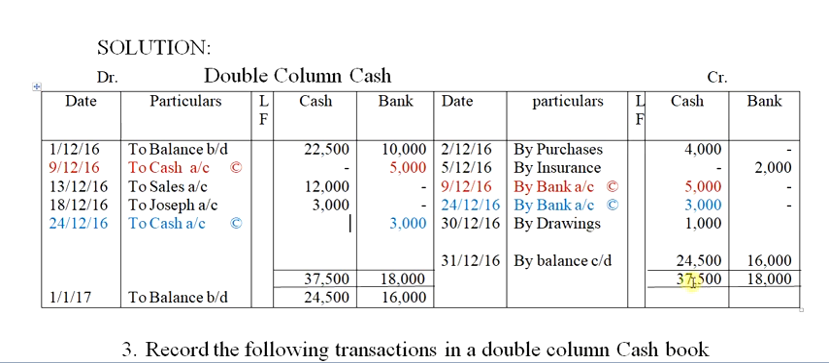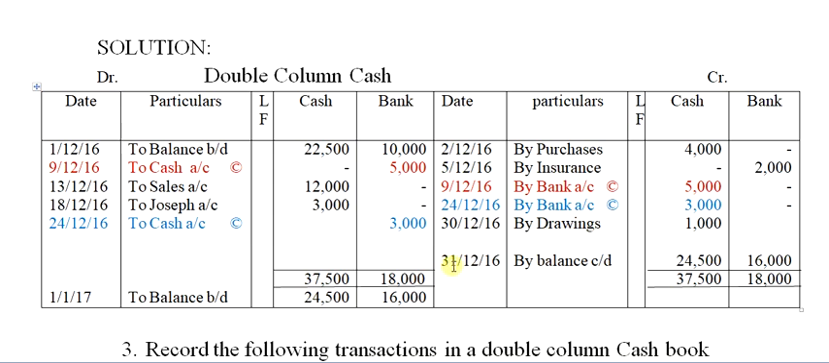37,500 is the highest total on both the sides. Now 37,500 minus 4,000 minus 5,000 minus 3,000 minus 1,000, you will get 24,500. This 24,500 will be treated as the closing cash balance. Bank balance how much do we have? 18,000. In this 18,000, minus 2,000, it will be considered as how much here? 16,000. So this 24,500 is the closing cash balance. 16,000 is the closing bank balance.